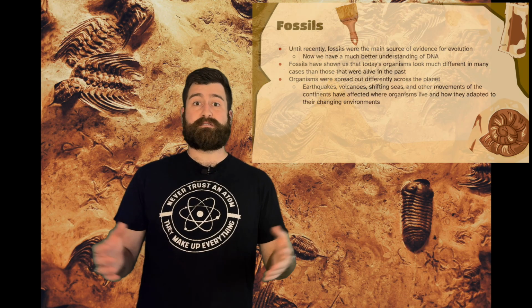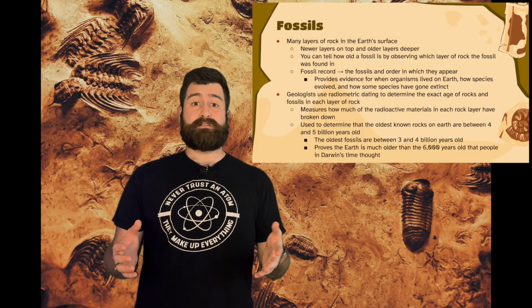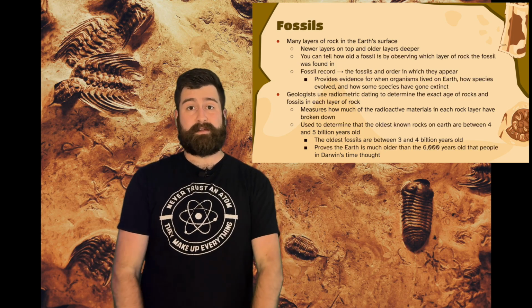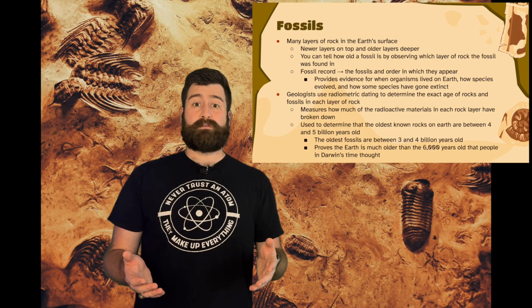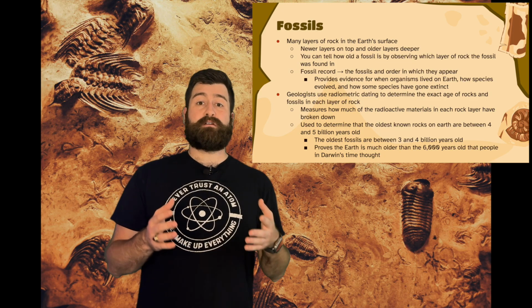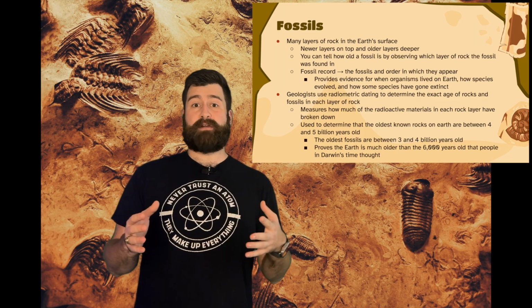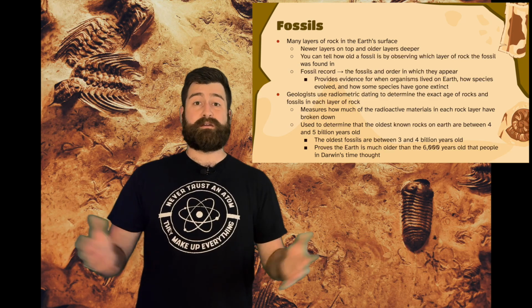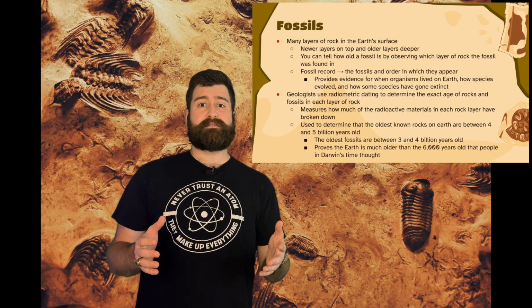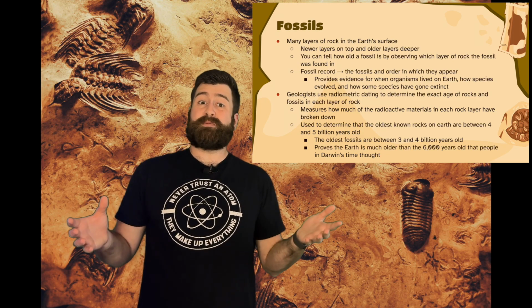Earthquakes, volcanoes, shifting seas, and other movements of the continents have affected where organisms live and how they adapted to their changing environments. Once we've found a fossil, how can we tell how old it is? There are many layers of rock in the Earth's surface, with the new layers on top and older layers deeper. One way that you can tell how old a fossil is is by observing which layer of rock the fossil was found in. This helps to create what is known as the fossil record, which is essentially just a record of fossils and the order in which they appear. The fossil record provides evidence for when organisms lived on Earth, how species evolved, and how some species have gone extinct.